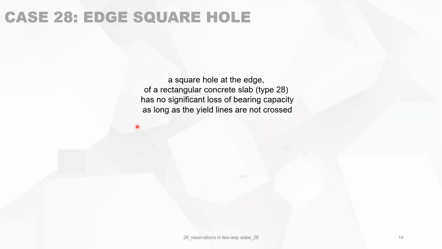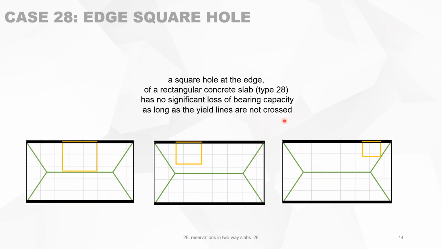So a square hole at the edge of a rectangular concrete slab type 28 has no significant loss of bearing capacity as long as the yield lines are not crossed. And these are the different types that you can have from reservations.